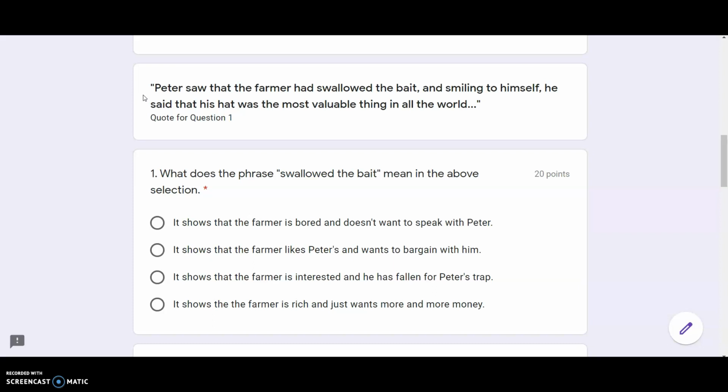A, it shows that the farmer is bored and doesn't want to speak with Peter. Well, that's not true because the farmer and Peter did speak. B, it shows that the farmer likes Peter and wants to bargain with him. That sounds like a good choice. C, it shows that the farmer is interested and he has fallen for Peter's trap. Or D, it shows that the farmer is rich and just wants more and more money. Be careful with this one. Two of the answer choices sound the same, but there is one best answer. Go ahead and pause this video so that you can listen again to question 1 and answer the question.